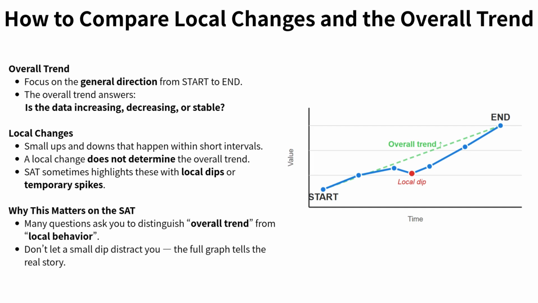That's the big picture. Now, graphs also include local changes, small ups and downs that happen along the way. These short-term movements can appear as local dips or temporary spikes. But remember, a local change does not decide the overall trend. It only shows what happens in a short interval, not the long-term direction. This distinction is extremely important on the SAT. Many questions test whether you can focus on the overall trend without being distracted by small, temporary dips.